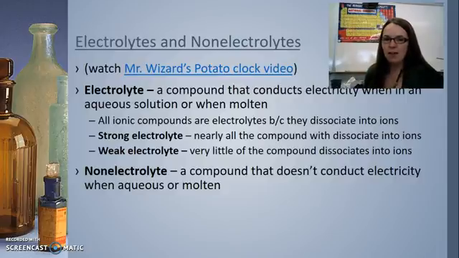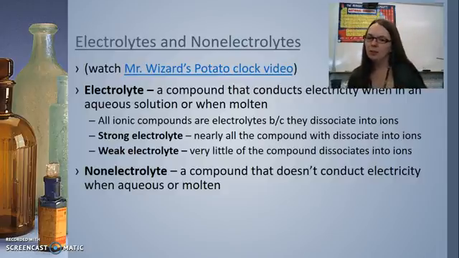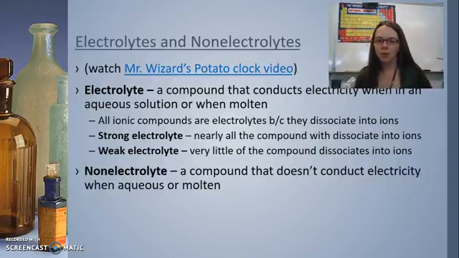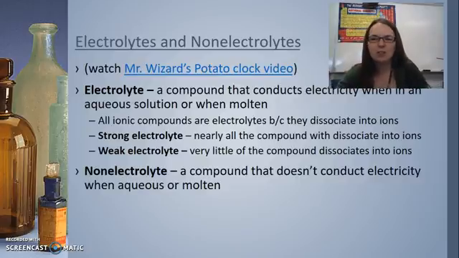A strong electrolyte is where something basically completely separates into ions or almost completely separates into ions. Those are really, really good conductors of electricity. A weak electrolyte is whenever you have something that dissociates or breaks apart just a little bit, so it'll conduct electricity a little, but not a whole lot.